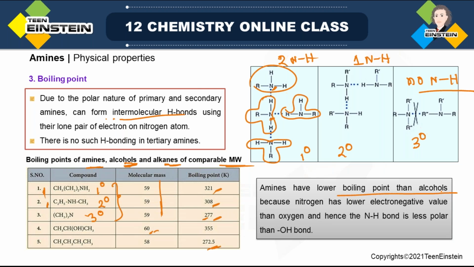Fine. So for boiling point, if you compare among 1 degree, 2 degree, 3 degree, keeping the nature of the alkyl groups the same and the molecular mass almost close or the same, you will see 1 degree, then 2 degree, then 3 degree in decreasing order. And in general, if you compare amine and alcohol, obviously alcohols will have a higher boiling point.